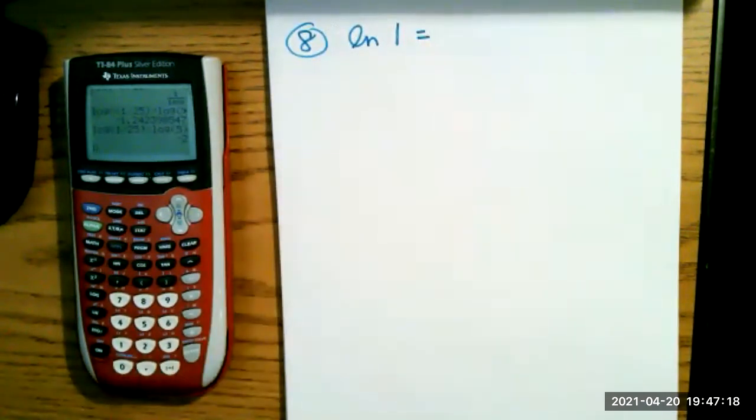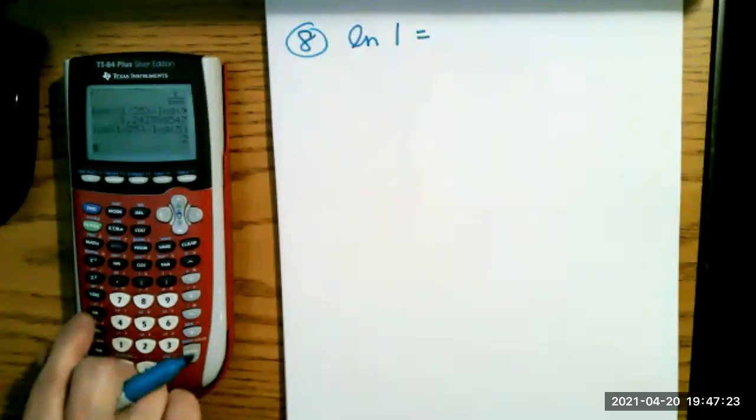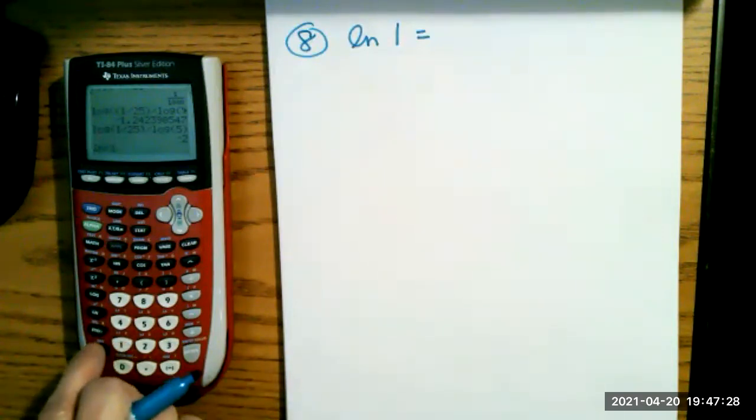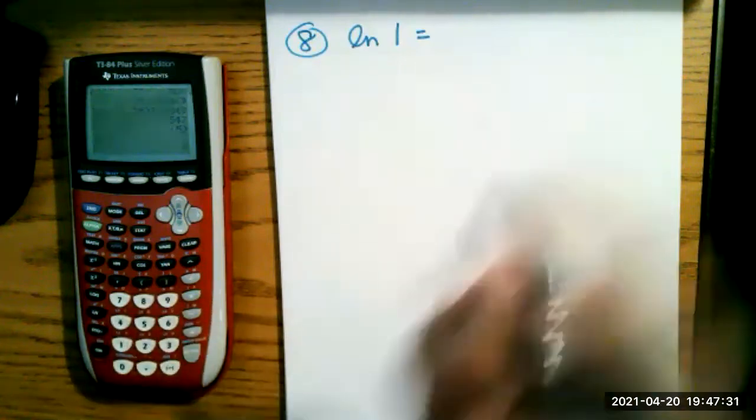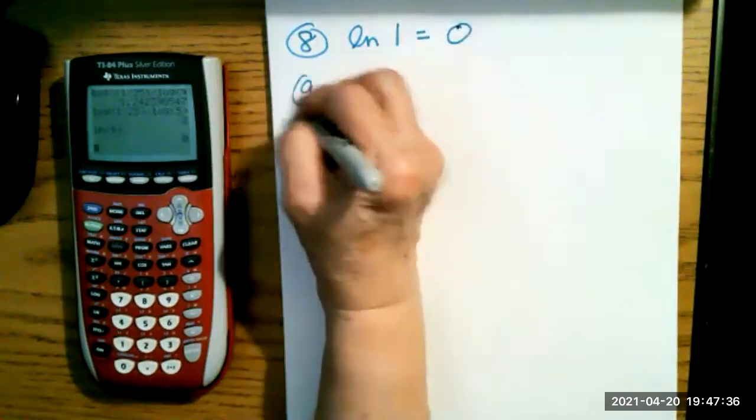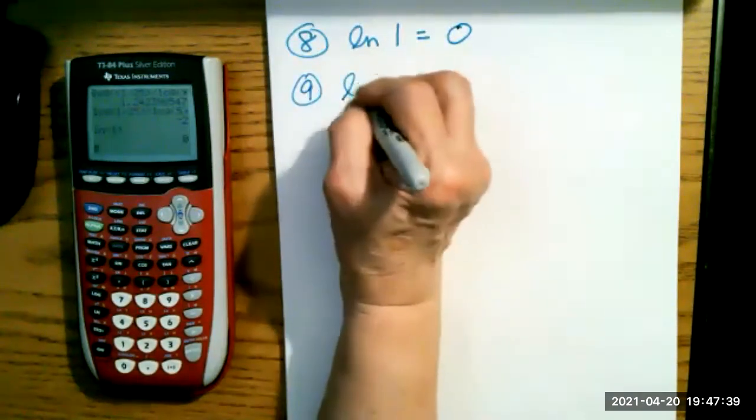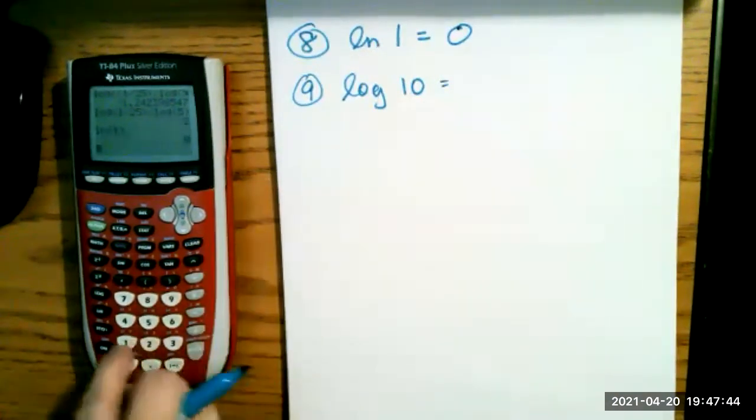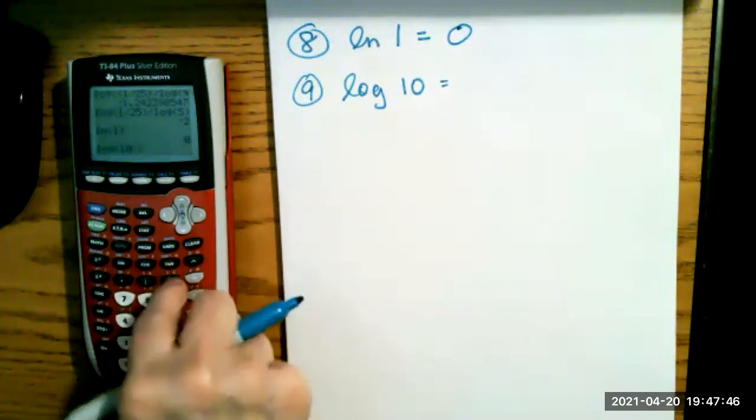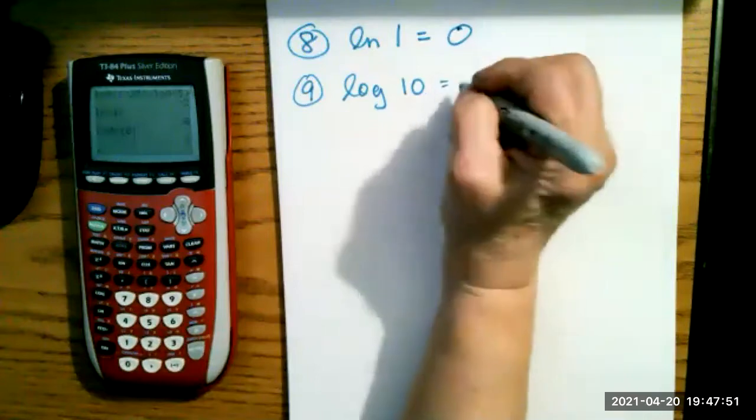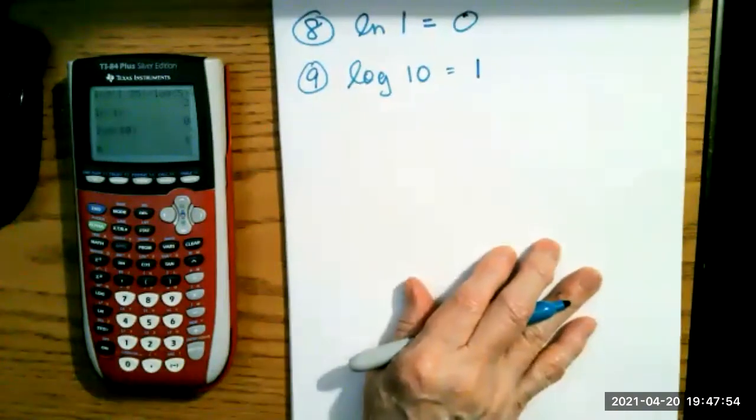Find LN1. So all you're doing is putting LN1 on your calculator. Find the LN key. Put a 1 in. Close the parentheses. What do you get? 0. Good. Number 9, log of 10. It should be 1.